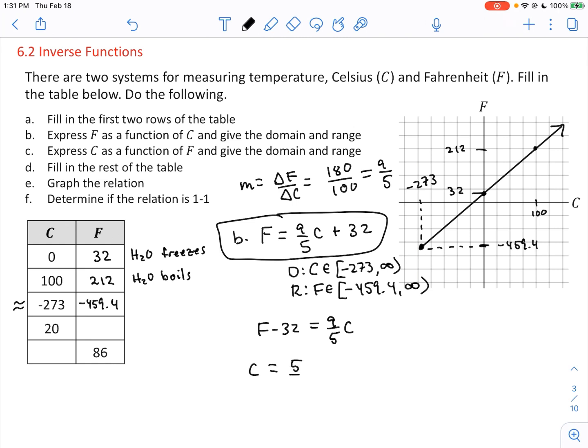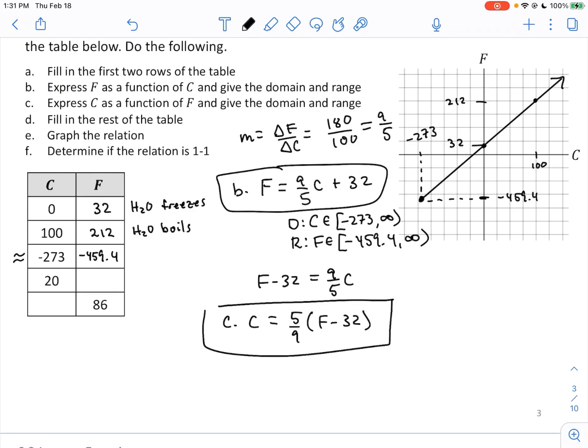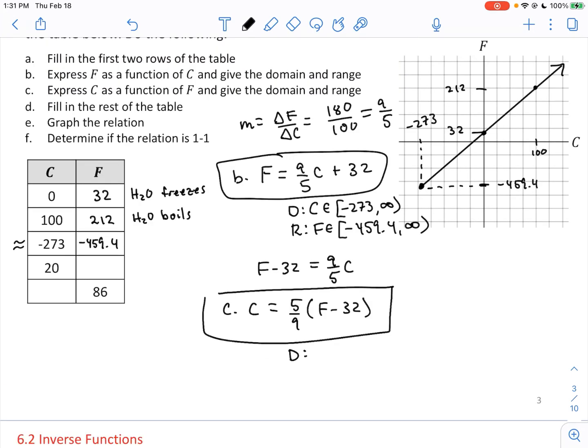So C is equal to 5/9 of (F minus 32). And this answer is part C, except we have to give a domain and range. Now F is the input and C is the output. So when I say the domain of this function, I want to give the F's. Whatever I said was true about the F's up here in the range, I can copy and paste, and that's now considered the domain of the reverse direction.